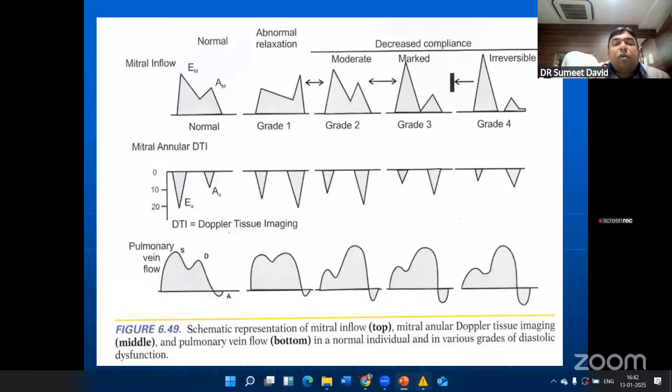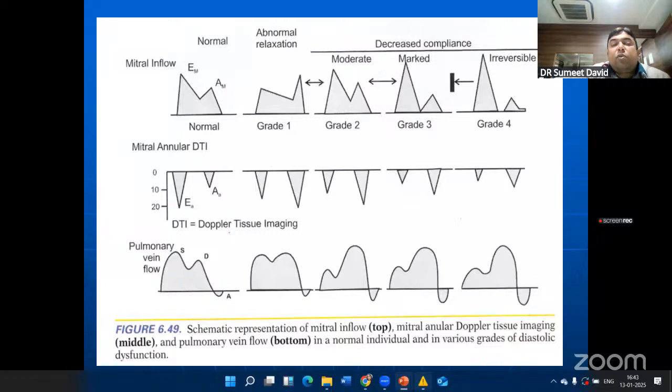So for mitral inflow velocity, when we put pulse wave Doppler on the mitral valve, this is how it normally looks. The E wave is bigger than the A wave. But in grade 1, the E wave goes down and the A wave goes up. In grade 2, there's pseudonormalization: E goes up again, but A goes down. In grade 3 and 4, E is much bigger and A is very small. So this is diastolic dysfunction.